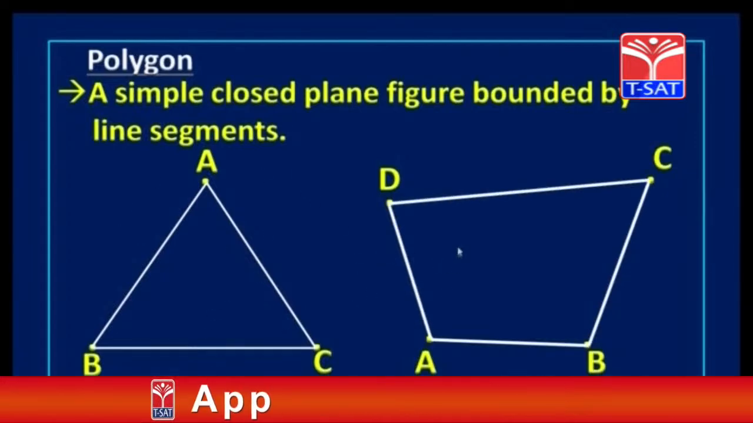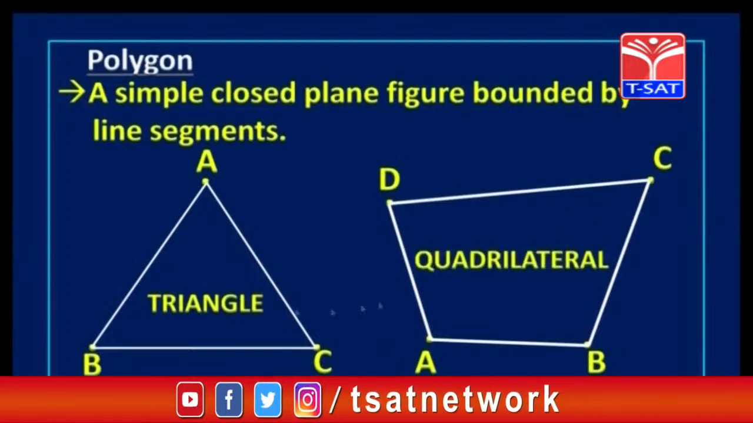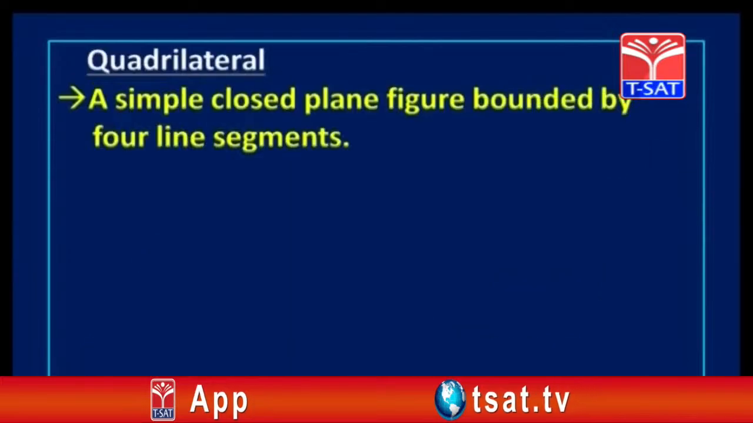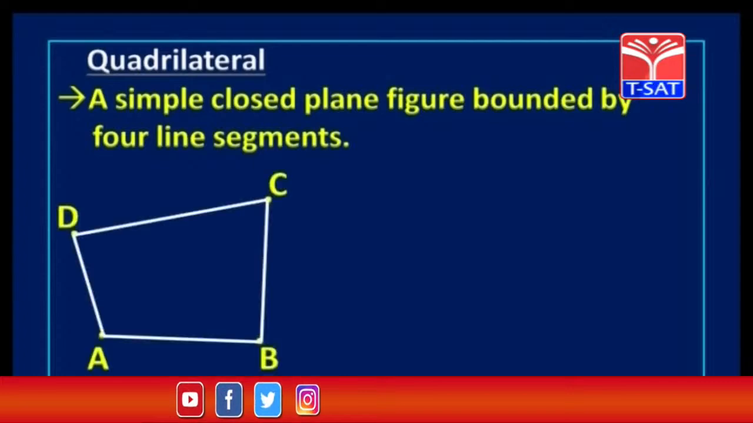Children, what are these? Can we call them as polygons? Yes. Why? These are closed plane figures which are formed by only line segments. First one is called triangle and the second one is called quadrilateral. As it is having 3 line segments, we are calling it as triangle. As it is formed by 4 line segments, we are calling it as quadrilateral. A simple closed plane figure bounded by 4 line segments is called a quadrilateral.